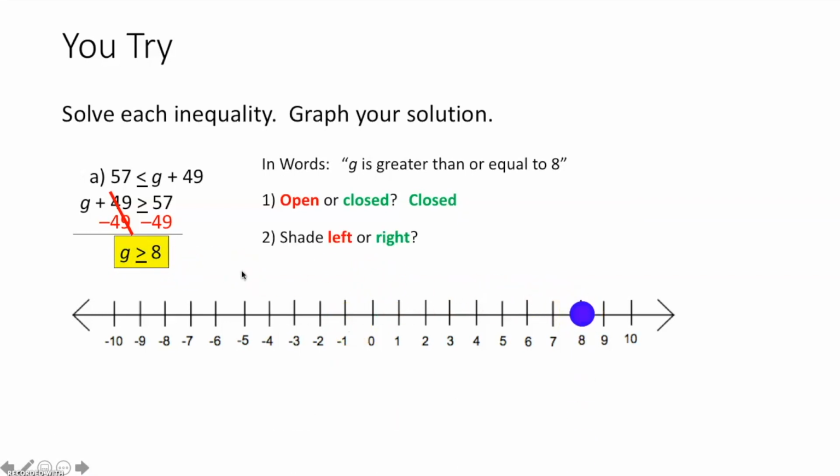Now are we going to shade to the left or the right? Well, again, it's g is greater than or equal to 8. So we want all the numbers greater than or equal to 8. So we're going to pick 9, 10, 11. So we want to shade to the right. So it's going to look something like that. If you forgot, remember the cheat code, you just look at which way the inequality symbol is pointing if your variable is on the left.